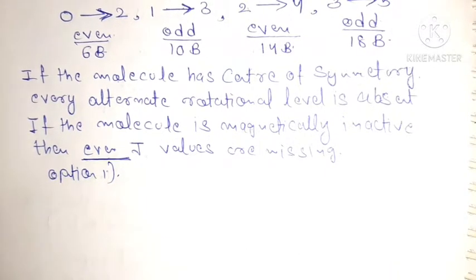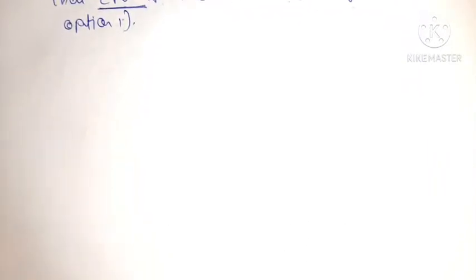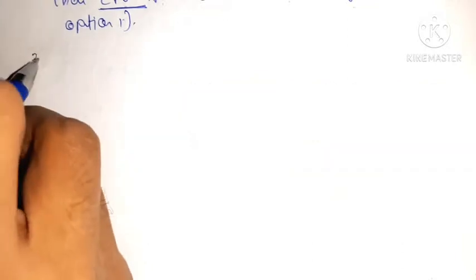Understand, friends? Now we move towards our next question. It says the term symbol for the ground state of the B2 molecule is, and we have four options. Out of these options you must find the ground state term symbol for the B2 molecule, and this question is also coming for 2 marks. So let's do the solution of this question.